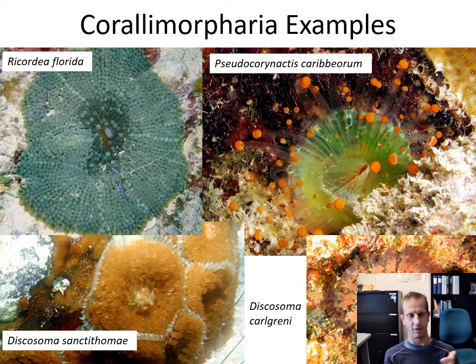Ricordea florida, the one in the upper left-hand here, has, I don't know how easy it is to see in the YouTube video, but this one has 2 symbiotic shrimps living in it. And these symbiotic shrimps can be found in both corallimorphs and anemones in coral reefs, and they live together with their hosts, kind of similar to the way the clownfish live symbiotically with anemones in the Indo-Pacific.